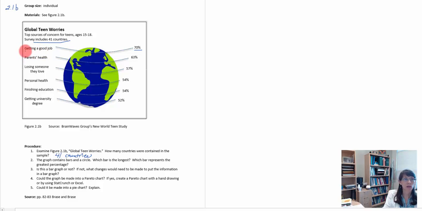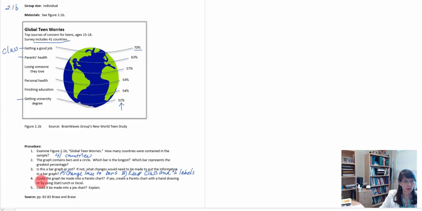So the class labels are listed here: getting a good job, parents' health, and so on, all the way down to getting university degree. So those are the classes. The percentages, 70%, 63%, on down to 52%, are also included, so we could change this line graph of sorts into a bar graph because it does include the class and it does include a percentage label. So for number 3, we would have to change lines to bars and keep class and percentage labels.